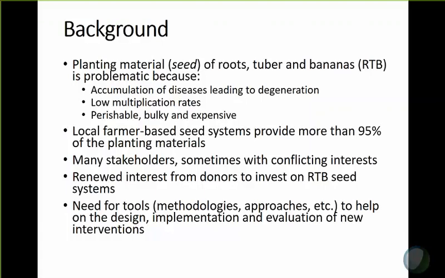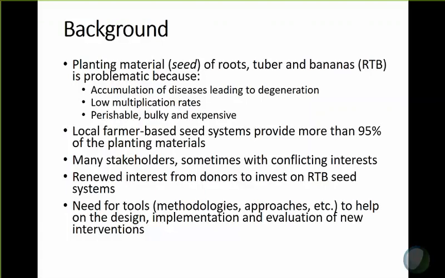Then we have that most of the seed is provided by local farmer-based seed systems. More than 95%, in some cases even 100%. There are no formal seed systems in some crops in some countries, for example. Then we have the issue that most of these seed systems are very complex systems. We have many stakeholders, sometimes with conflicting interests. This is something very common that we see actually.